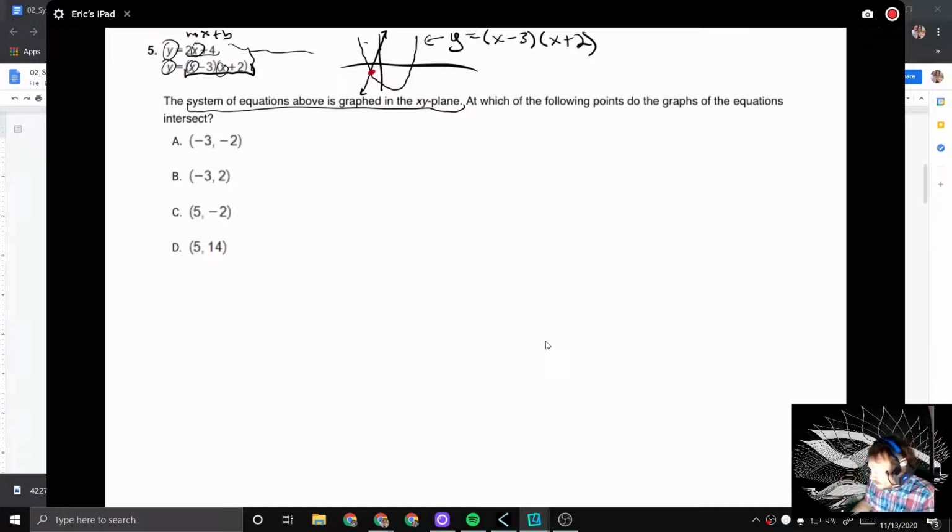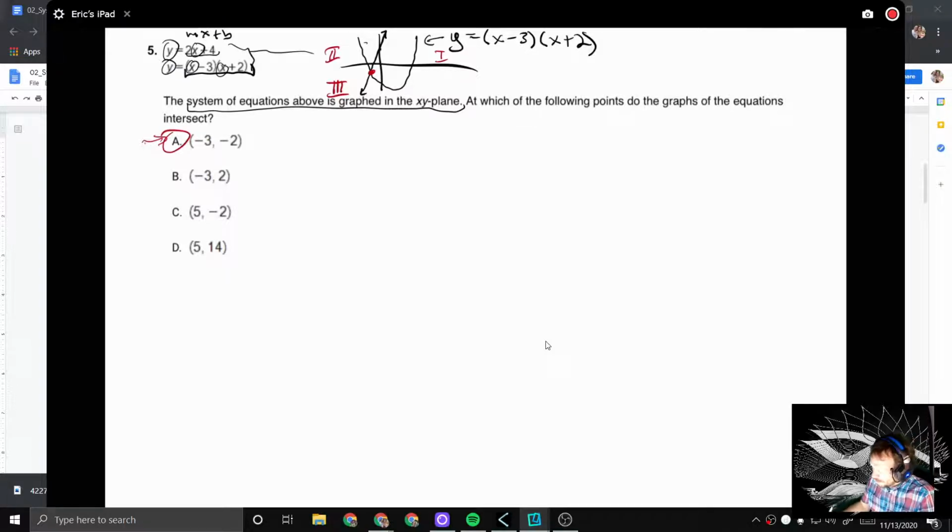But they want to actually know where they intersect. Now, if I made this graph, and I made it carefully enough, I can see that the answer has to be A because it's the only one that's in quadrant 3. Quadrant 1, quadrant 2, quadrant 3. I can tell that this point has to be in quadrant 3, and that's the only point in quadrant 3. So I could just say the answer is A, just from making a quick sketch.